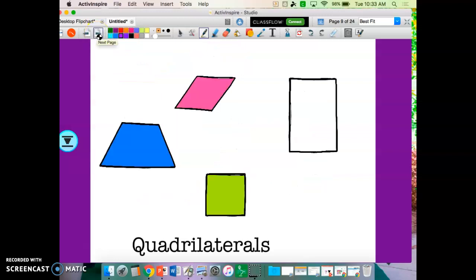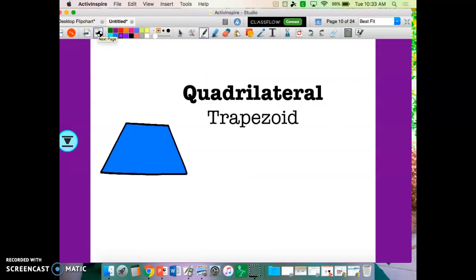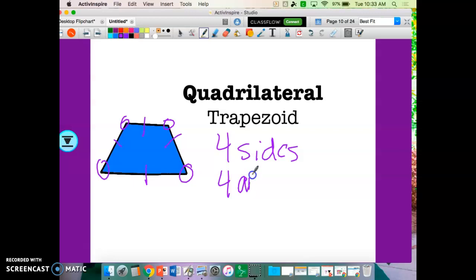Then we're going to move into a category of 2D shapes that we call quadrilaterals. And we have talked about that quad means 4, and so these are any of my 4-sided shapes, but we can get more particular with them and specific with their names. So our first one is our trapezoid, and like I said, it's a quadrilateral, so it has 4 sides, which means it also has 4 angles because our sides and angles go hand in hand.